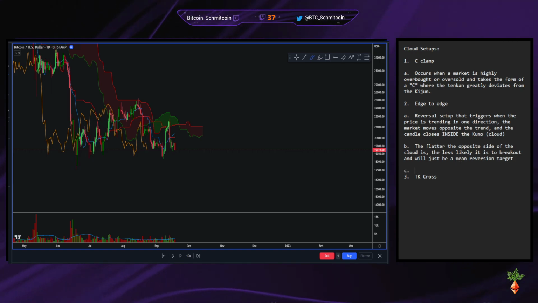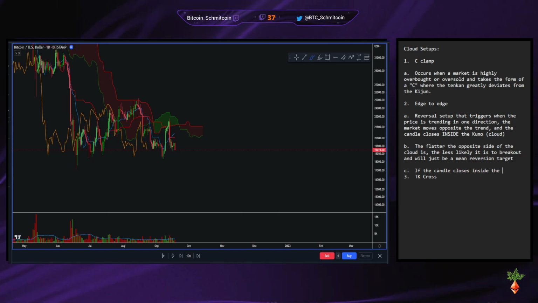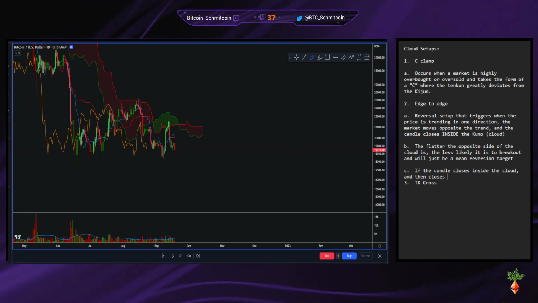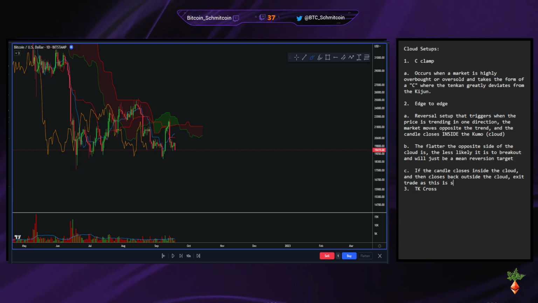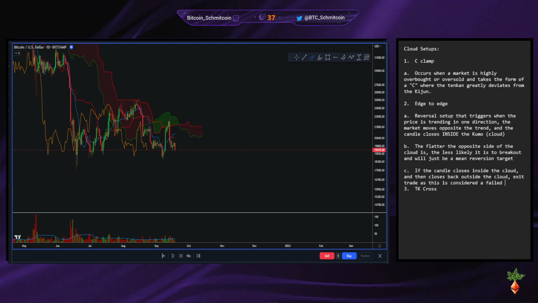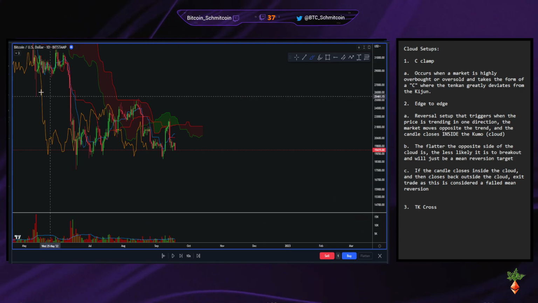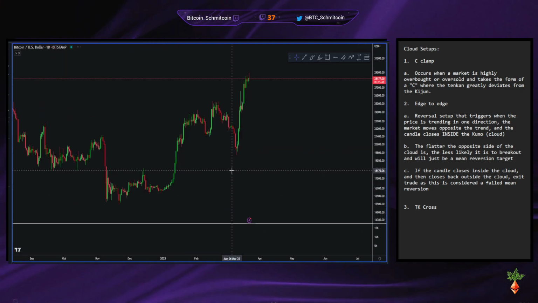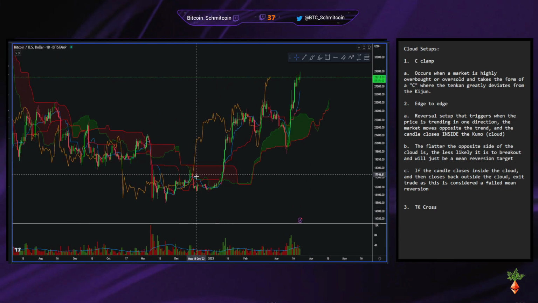What else can we say about this? If the candle closes inside the cloud, and then closes back outside the cloud, exit the trade, as this is considered a failed mean reversion. So, an example of that. Let's see if I can find one. So here's one here.